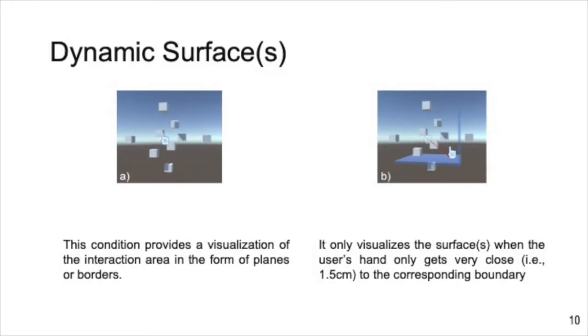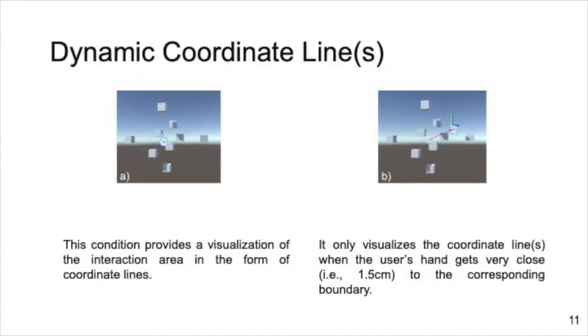Dynamic surfaces. This condition visualizes the surfaces when the user's hand only gets very close, that is 1.5 cm to the corresponding boundary. Dynamic coordinate lines. This condition is analogous to the static coordinate lines. The only difference is that the system only visualizes the coordinate lines when the user's hand gets very close, that is 1.5 cm to the corresponding boundary.